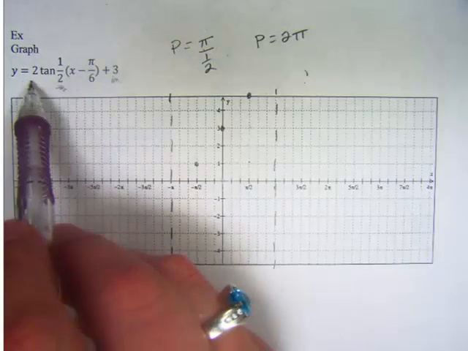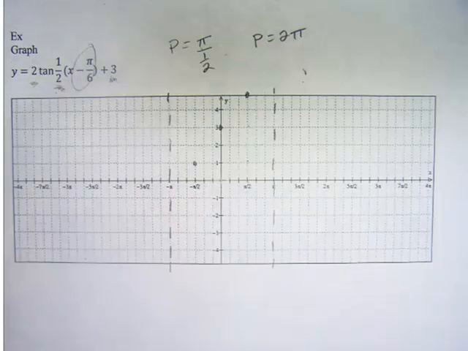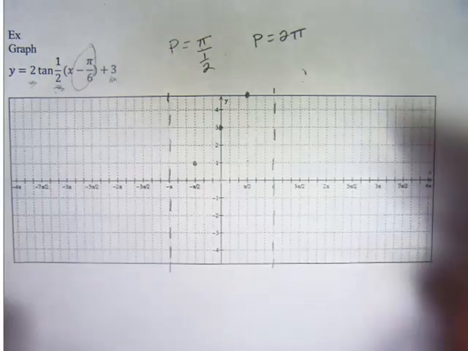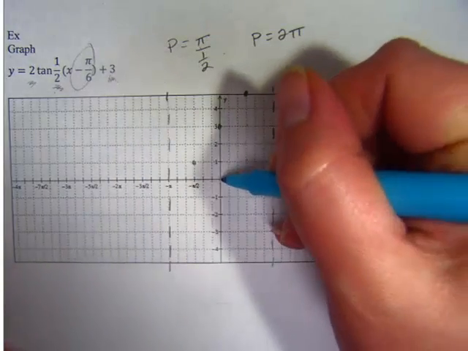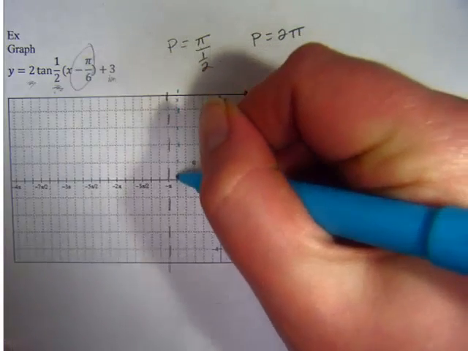The last thing that I have to do, so I've done the 2, I've done the half, I've done the 3. The last thing I have to do is the minus pi over 6. Since it's minus, I move everything pi over 6 to the right. It's the opposite. Therefore, my asymptote shifts pi over 6 to the right. Pi over 6 is one little spot. So this asymptote moves pi over 6 to the right.